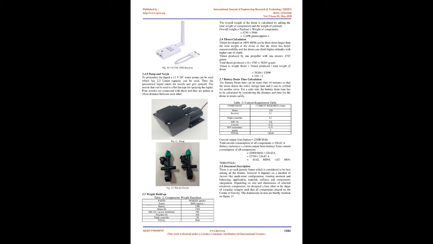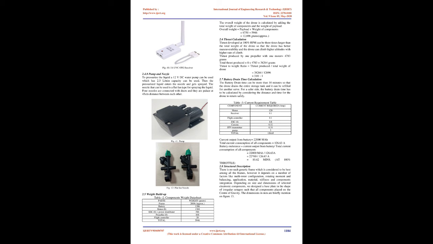The overall weight of the drone is calculated by adding the total weight of components and the weight of payload. Overall weight equals payload plus weight of components, equals 6,750 plus 5,946, equals 12,696 grams, approximate.